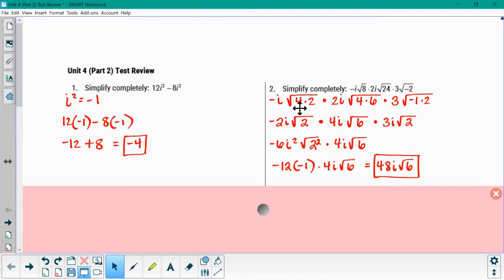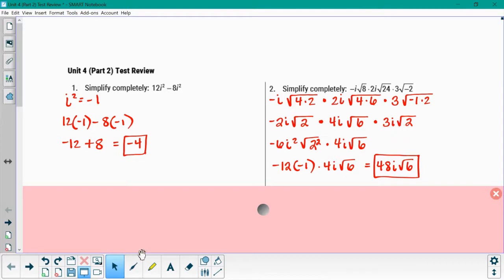For the first one, I'm pulling out a 2. For the second one, I'm also pulling out a 2, and I get 2 times 2i is 4i. For my third one, I have an i coming out, so I have 3i square root of 2.